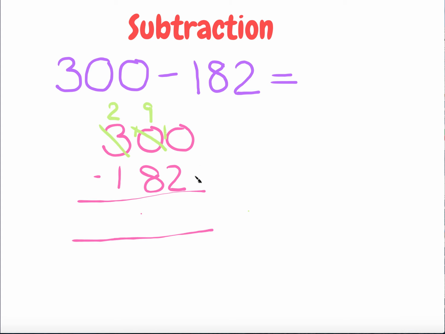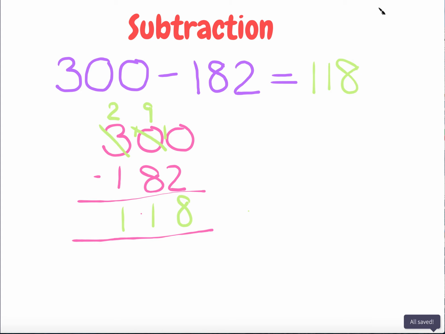What is 10 minus 2? 8. 9 take away 8. That is 1. And 2 take away 1 is 1. So 300 take away 182 equals 118.